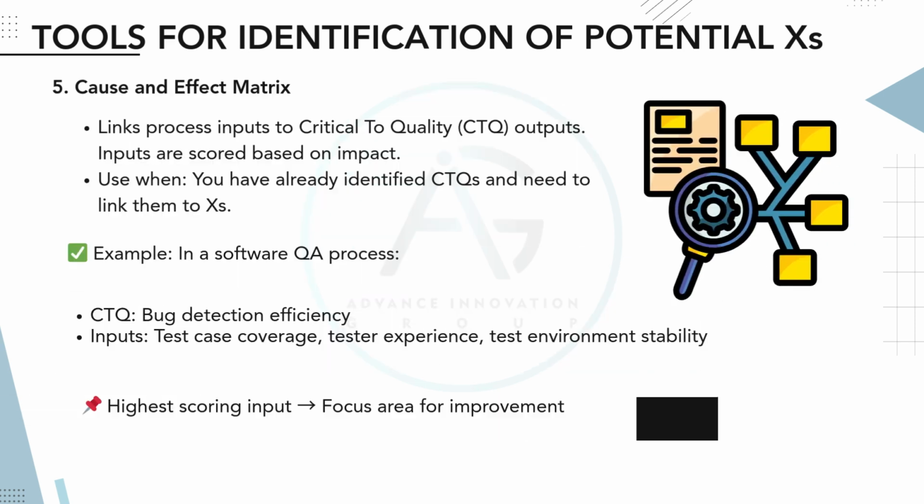The cause and effect matrix links process inputs to critical to quality outputs, or CTQs. Inputs are scored based on their impact on the CTQs, helping prioritize focus areas. We use this tool when CTQs are already identified, and we need to understand which inputs, X's, most affect them. For example, in a software QA process, CTQ: bug detection efficiency. Inputs: test case coverage, tester experience, test environment stability. The highest scoring input becomes the main focus for improvement.